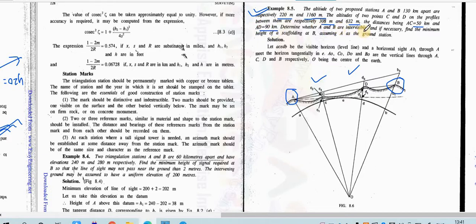Determine whether A and B are intervisible, so we have to check whether these two station points are intervisible or not, and if it is not visible, find the minimum height of scaffolding. So how much amount it should be raised, that we need to calculate at point B, assuming A as a ground station. Again you will have to draw a diagram based on this problem. So this is point A, this is point C, this is point D, this is point B.